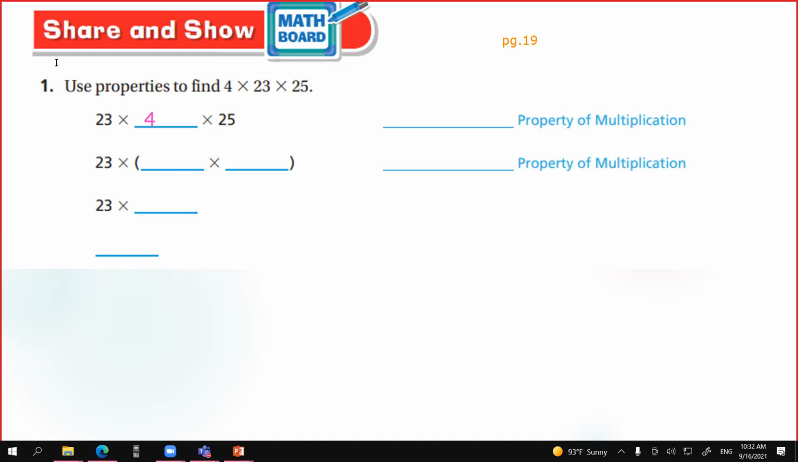Now, first of all, when you multiplied 23 times 4 times 25, which type of property do you use? Commutative. Thank you. Because you changed. Here we have 4 times 23, but here now you change the order of them and it doesn't matter. So that means here you use the commutative property of multiplication. Thank you, Gina.